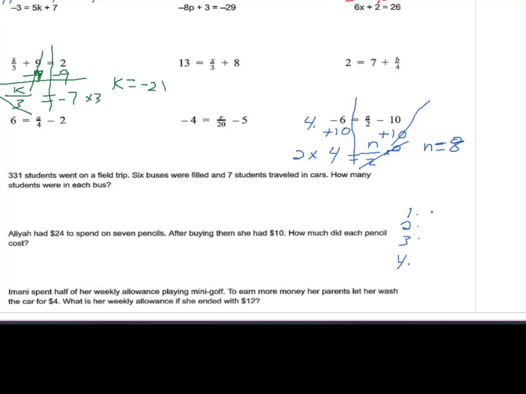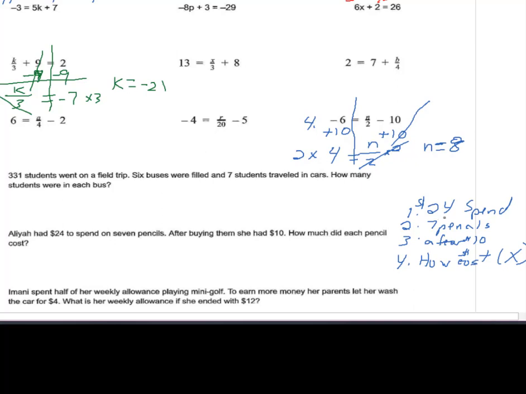So Aaliyah had 24 to spend. She had $24 to spend. And then it was on 7 pencils. And I know that's a little rough there, but after buying them, she had $10. So after, she had 10. And then here's our how or what question. How much did each pencil cost? So the how or what question, how much did it cost here, is going to be our variable. We'll call that x.